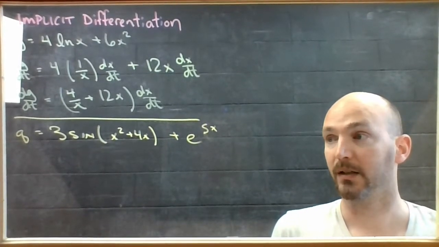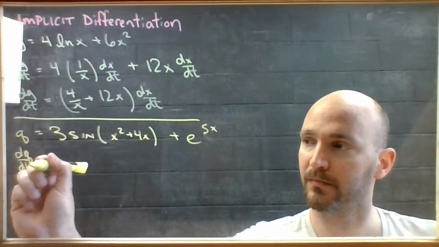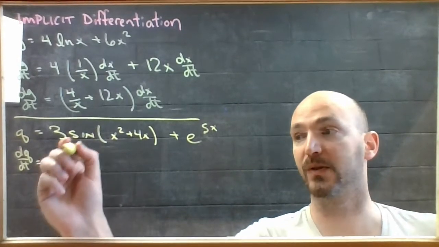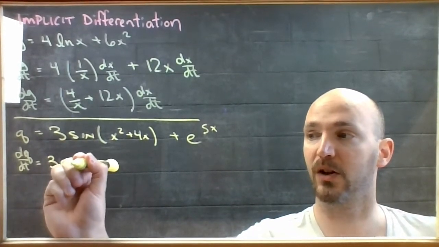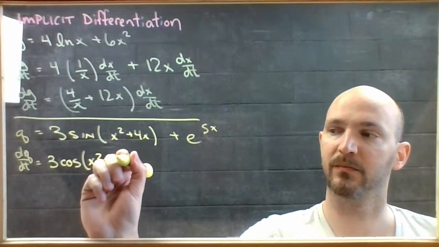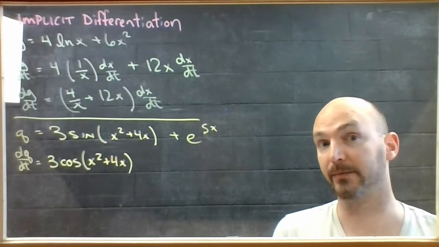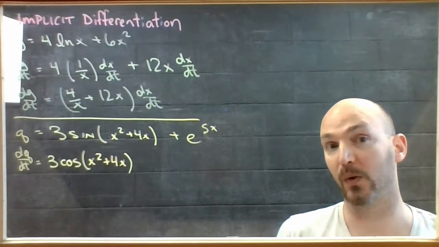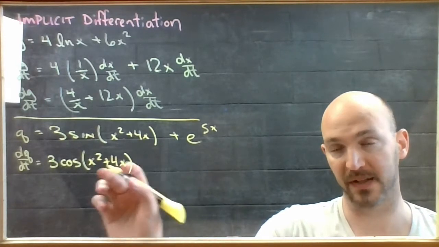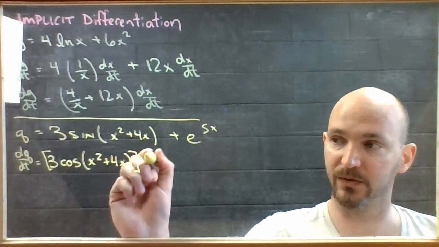Okay, so taking dq by dt, I see a sine, and the derivative of a sine is a cos. So I will have 3 cos of whatever the argument is. Now, do you notice that I didn't take the derivative of an x yet? I only did the derivative of the cos part. So I don't need the correction factor until I get to the place where I'm taking derivatives of x's. So that's the first block of my chain rule.